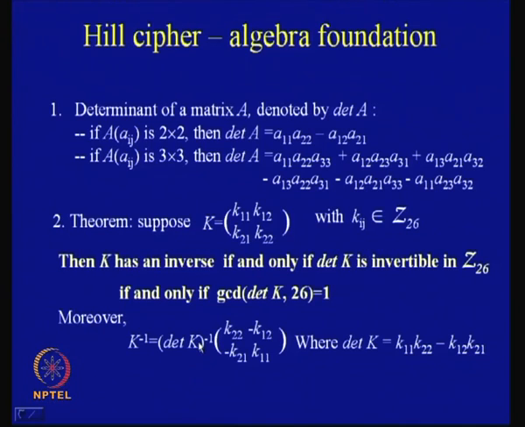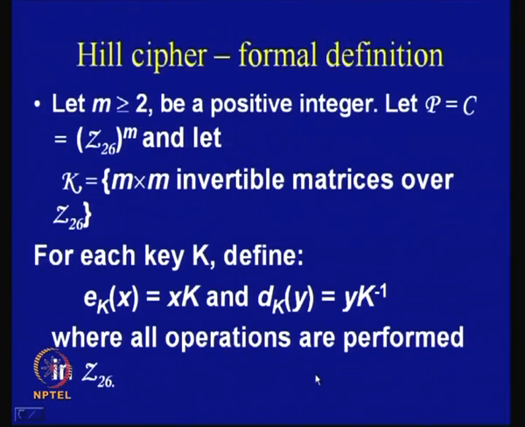And when will the inverse of the determinant of k exist in modulo 26? It can exist if and only if the GCD of the determinant of k and 26 is equal to 1. This is quite easy to follow from our previous description. That means k has an inverse if and only if the determinant of k is invertible in Z26, and that means if and only if the GCD of the determinant of k and 26 is equal to 1.